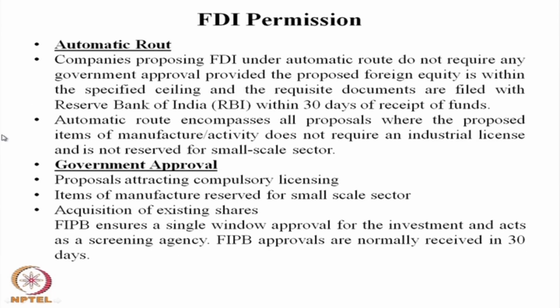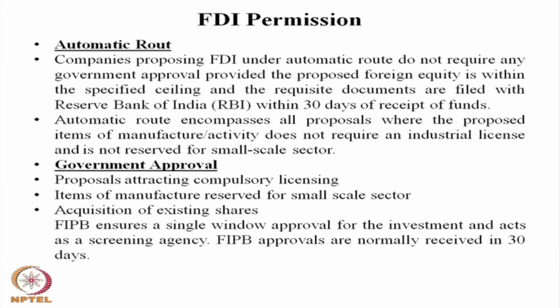Let us move to what FDI permission we have in India. In the Indian context, we have the automatic route and there is the government approval route for foreign direct investment. In the Indian context, the automatic route is that FDI can come to India through RBI permission directly and participate in the equity market, participate in some kind of industry where there is no requirement of a government license, and they are supposed to invest within 30 days of receipt of the fund.